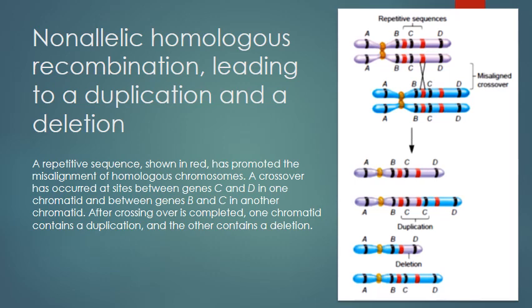Duplication results in extra genetic material. They are usually caused by an abnormal event during recombination. Under normal circumstances, crossing over occurs at analogous sites between homologous chromosomes. On rare occasions, a crossover may occur at a misaligned site on the homologs.